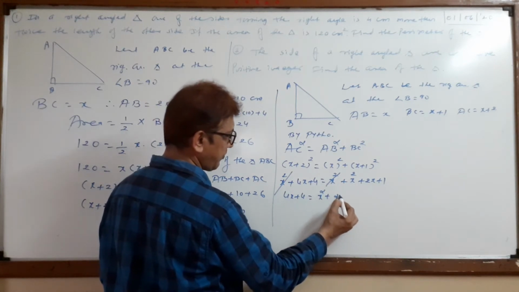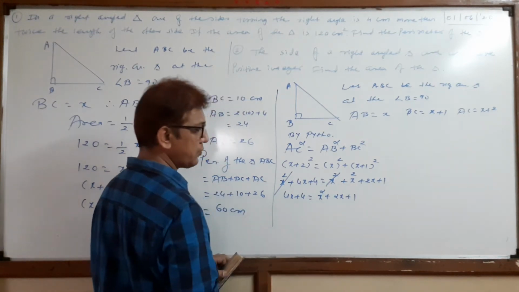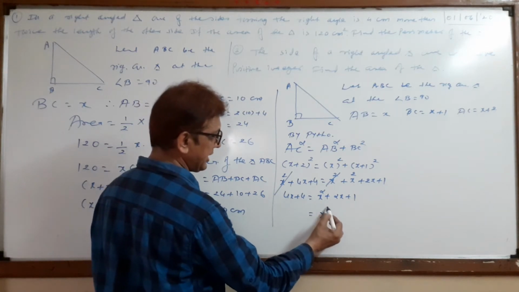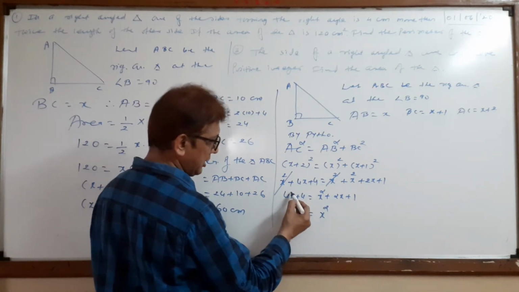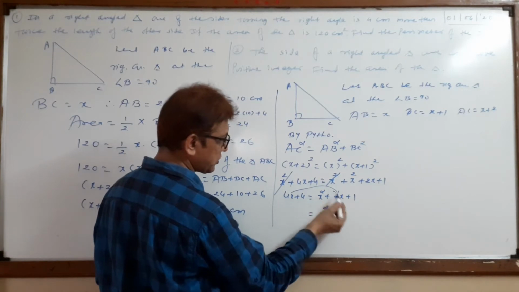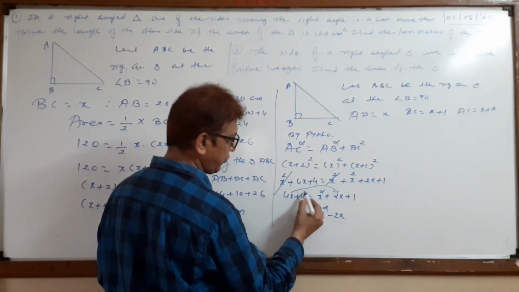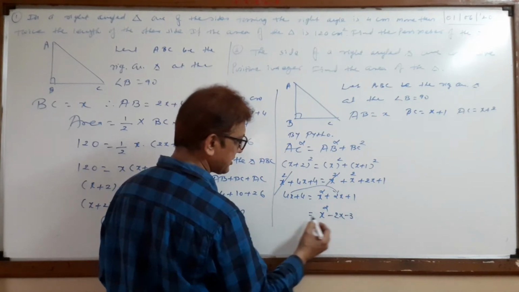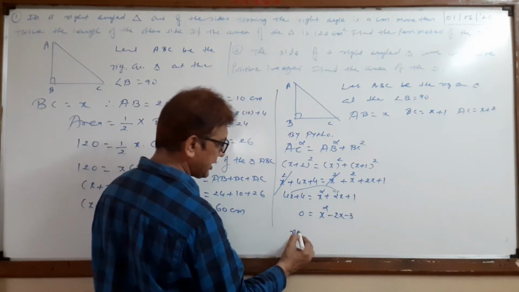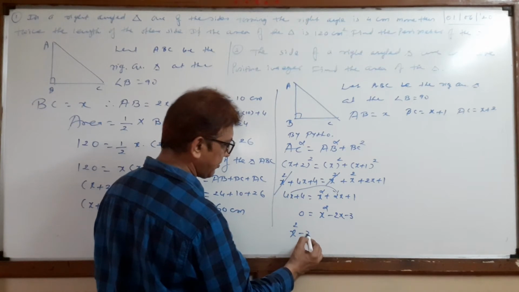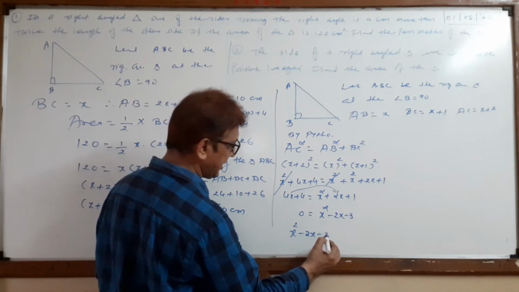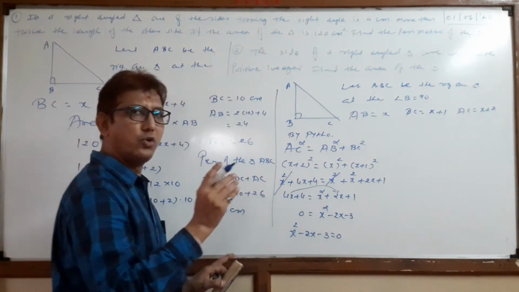On the right side we have x square plus 2x plus 1, so here we write x square. Now moving 4x to the right side, 2x minus 4x is minus 2x, and 4 to the right side, 1 minus 4 is minus 3. So our quadratic equation is x square minus 2x minus 3 equal to 0.